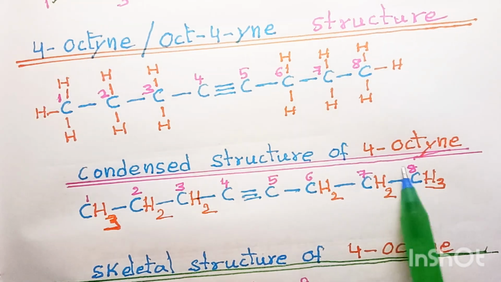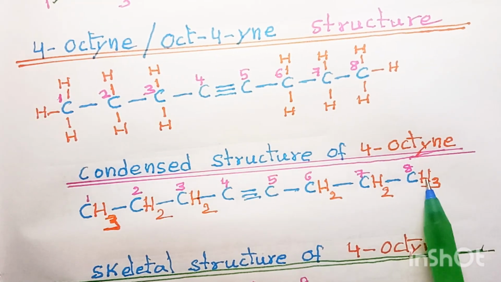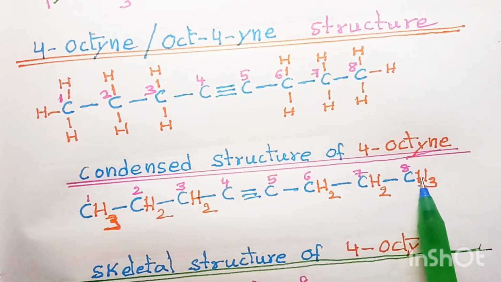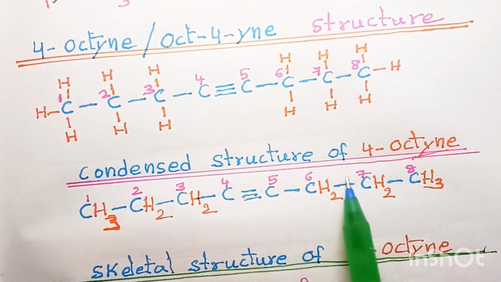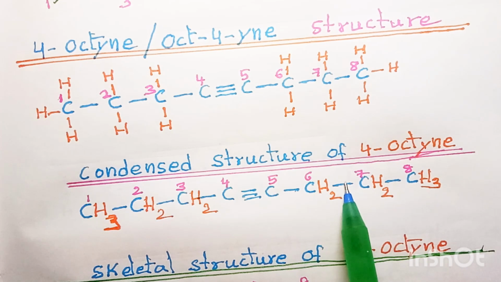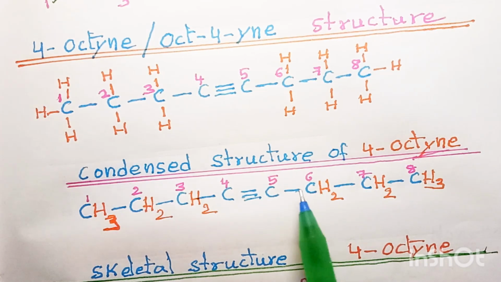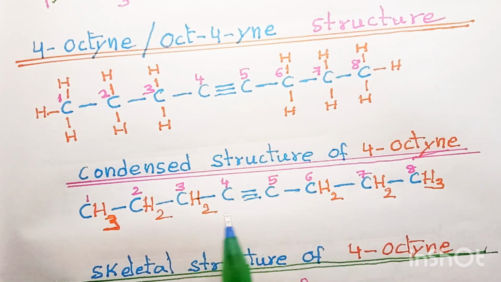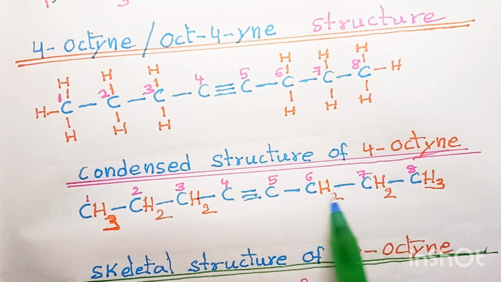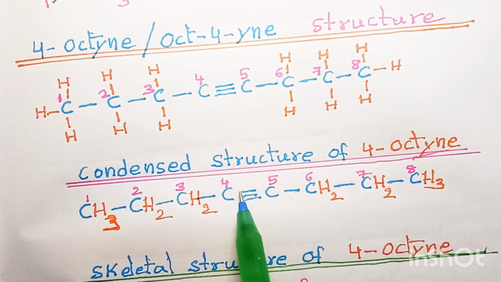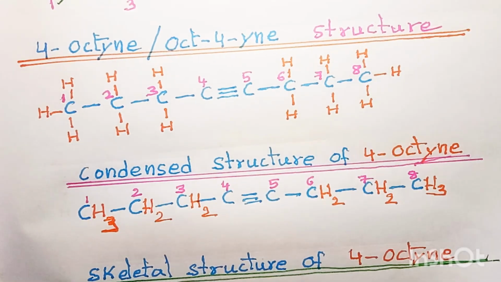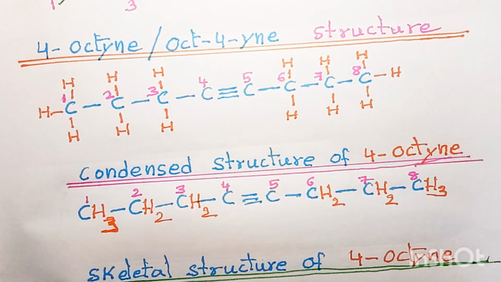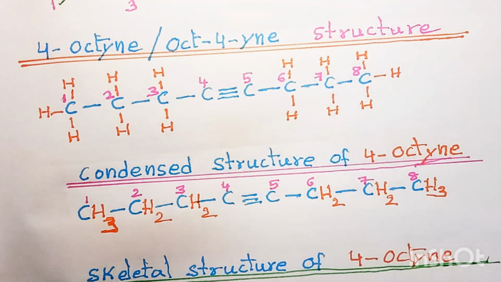Now you may be thinking we can draw a triple bond here. If we draw a triple bond here, this becomes 1-octyne. If we draw a triple bond here, it becomes 2-octyne. Already we have 2-octyne. If we draw a triple bond here, it becomes 3-octyne. We already have 3-octyne. This is anyway 4-octyne. So we have only 1, 2, 3, 4 structures for octyne.